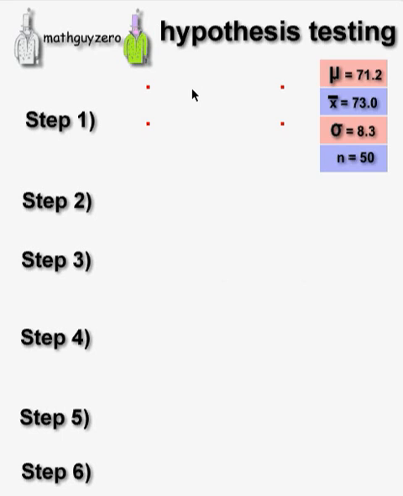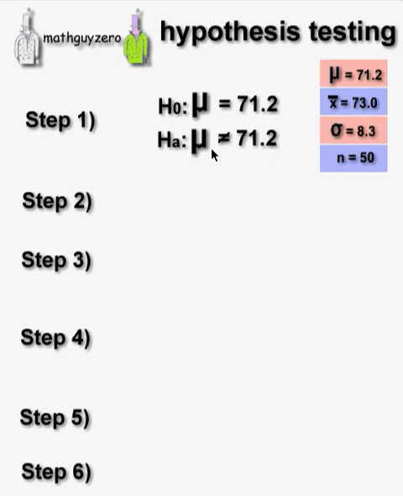So let's label the null hypothesis. It states that the mean weight of these kids is 71.2. The alternative hypothesis, the doctor is stating that it is no longer 71.2. So let's go ahead and use our standardized test score, fill in the known values.